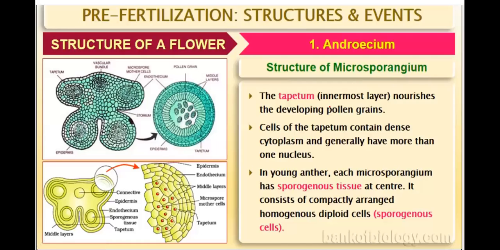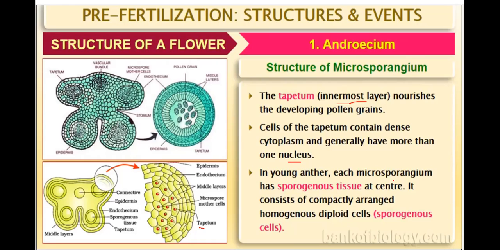The tapetum, the innermost layer, nourishes the developing pollen grains. The cells of the tapetum contain dense cytoplasm and generally have more than 1 nucleus.